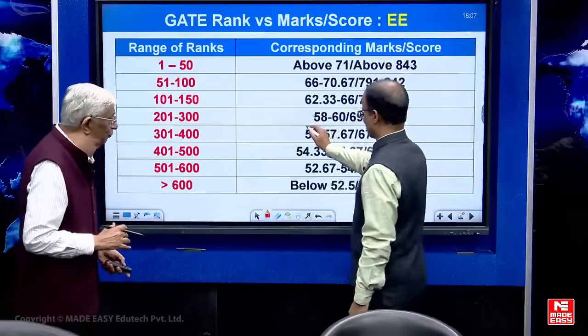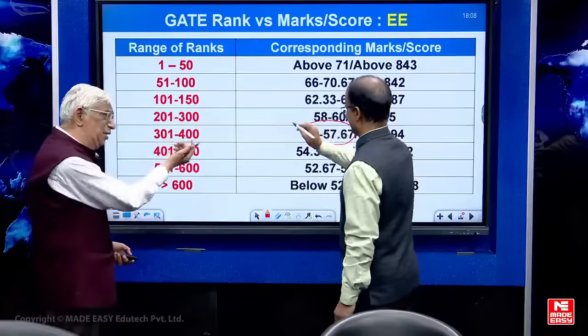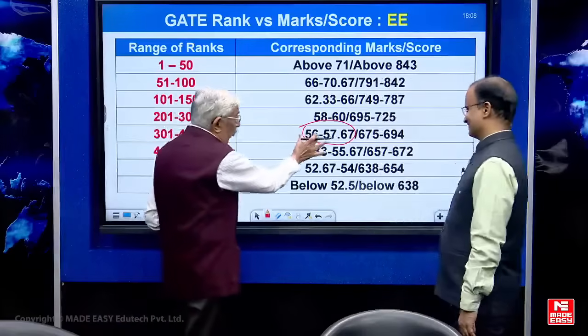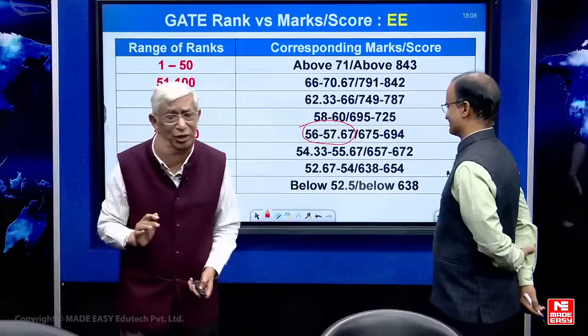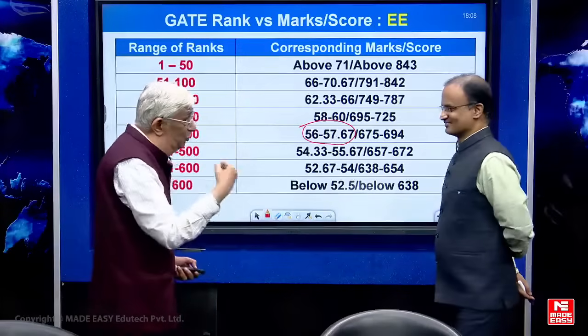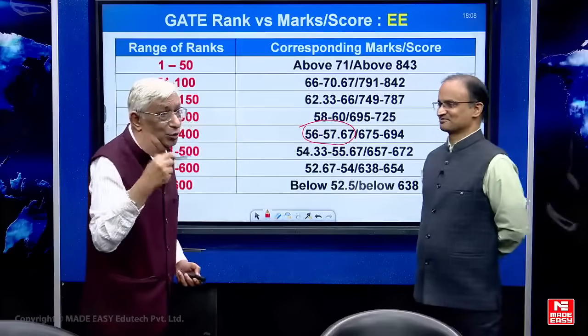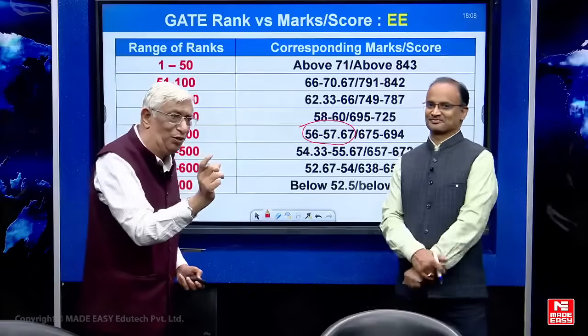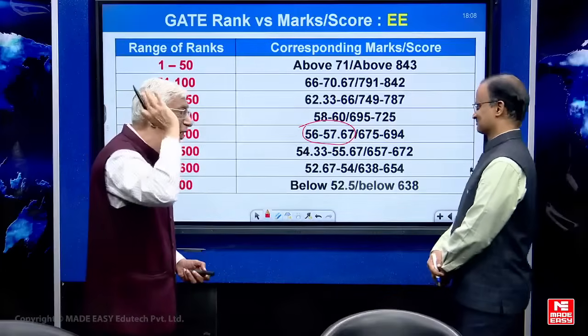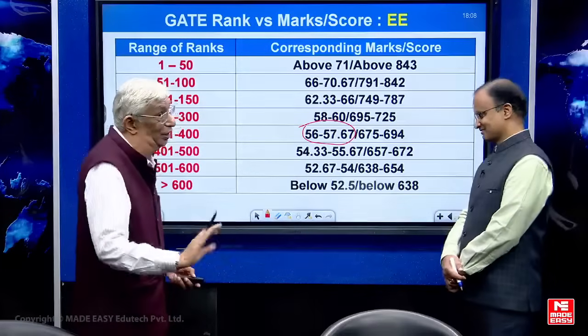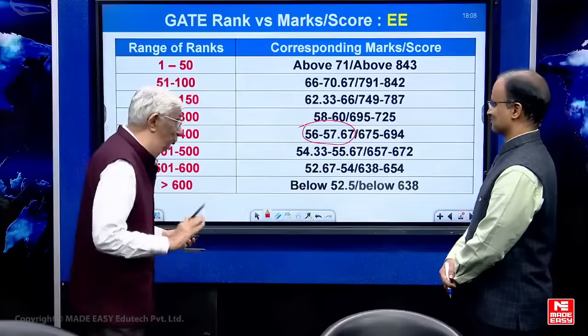Just within 0.3 marks, your rank goes down. That means every 1 mark is also important. See, as we keep going higher in numerically higher ranks, the gap between marks keeps reducing. And at the same marks, you will have 10, 20, 30 candidates having identical marks and score. It's possible, by the way.